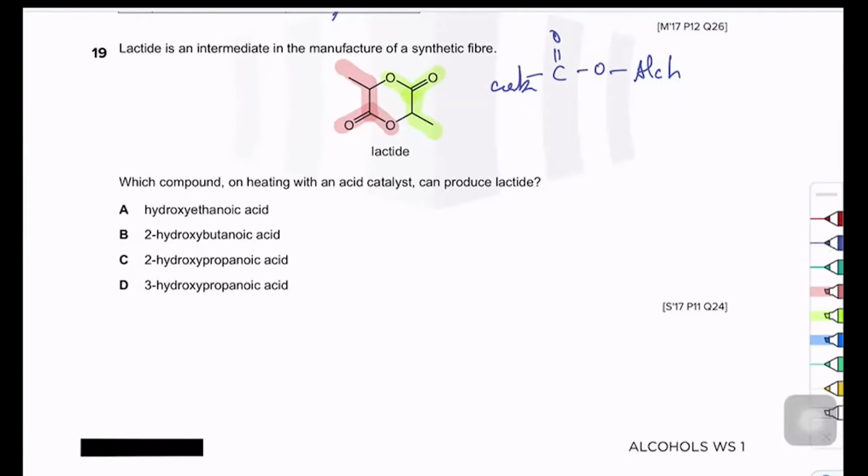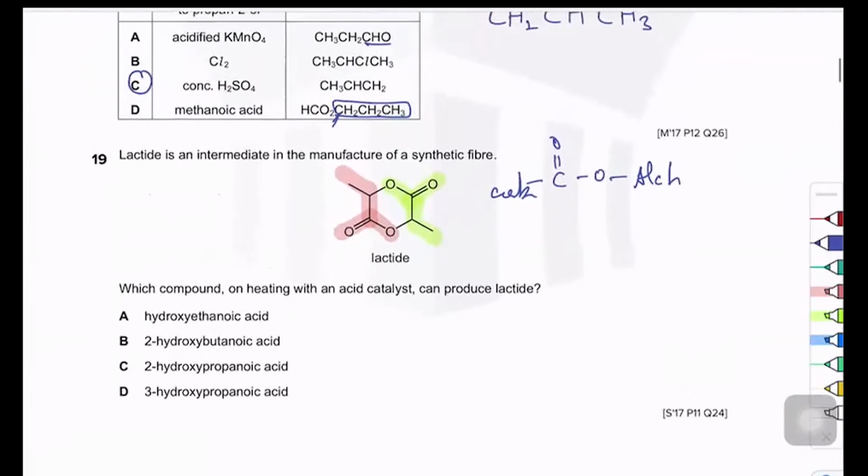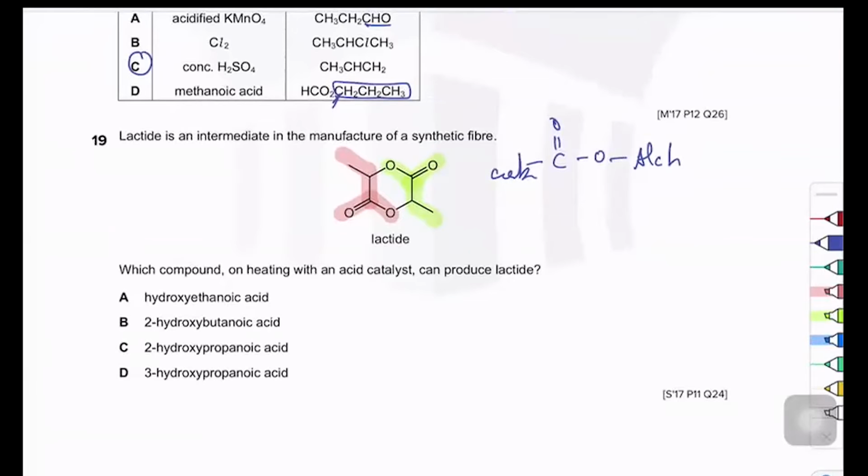If I look at this unit that is making lactide, I can clearly see that it has an ester linkage, and if I break the ester linkage, this is what I get. I just broke it. That's what the acid will do. It will break down the ester linkage. And when I break the ester linkage, what do I get? I get OH on one side, which will be this one, and H from the other side, which will be this one.